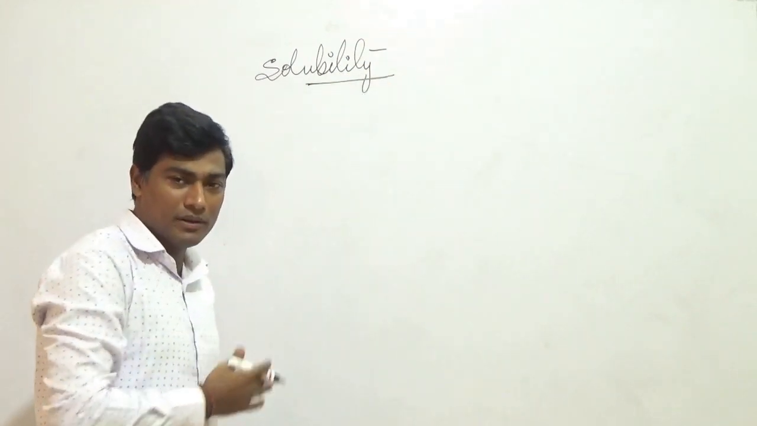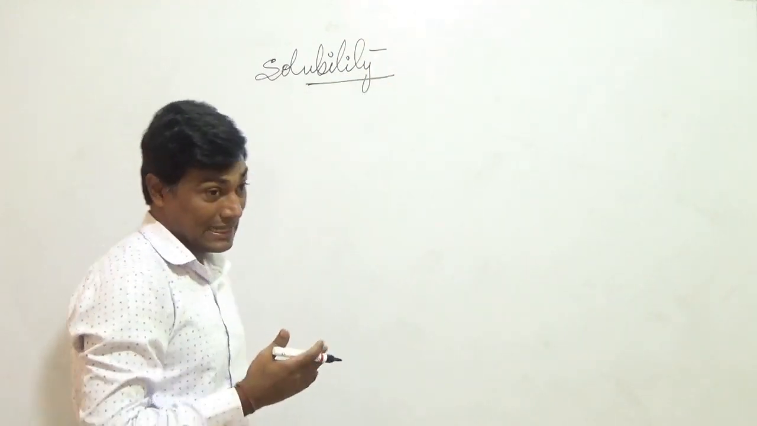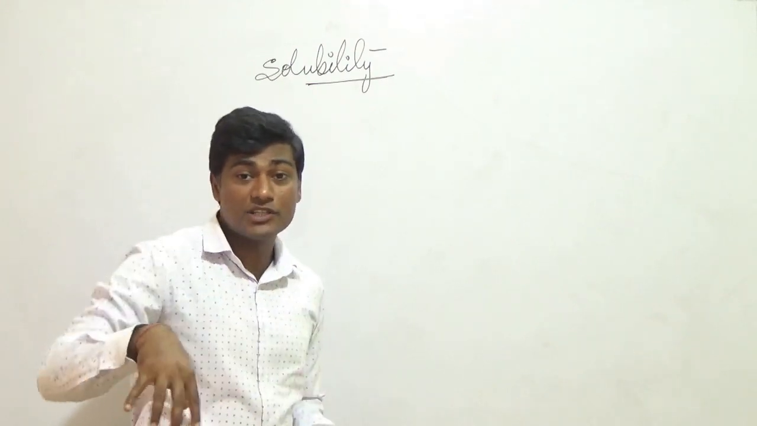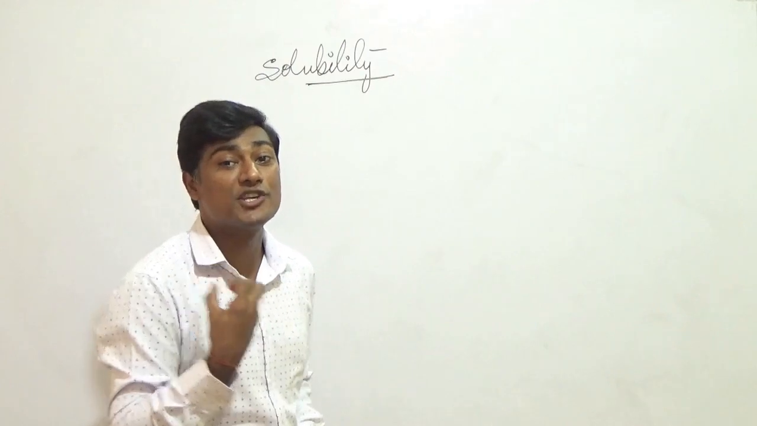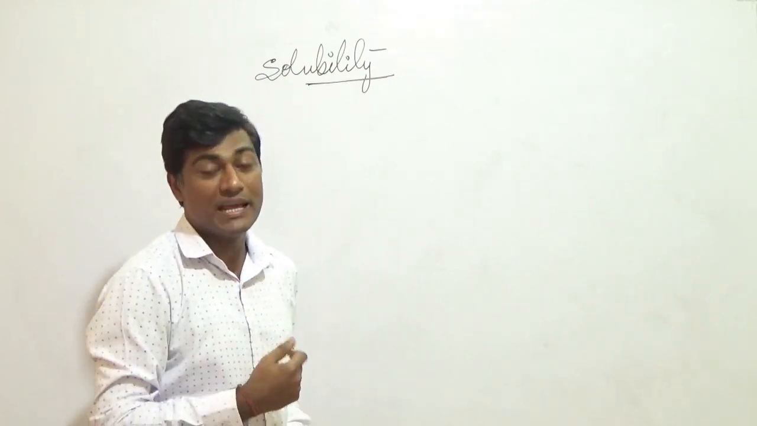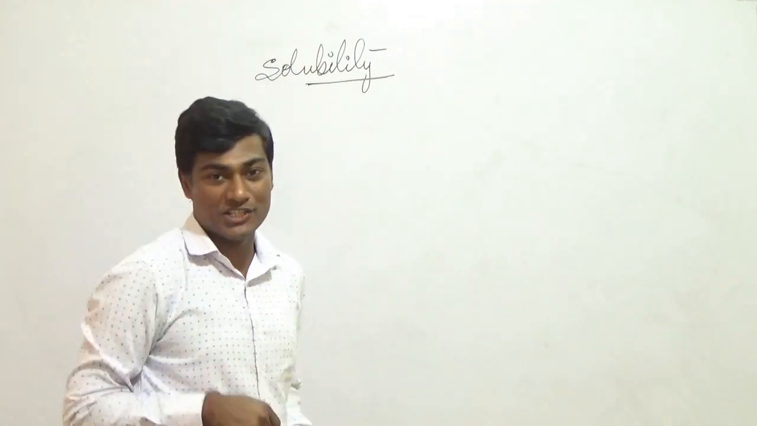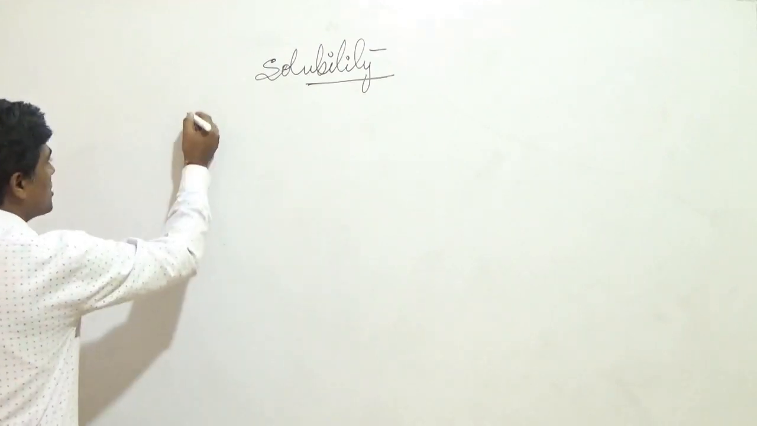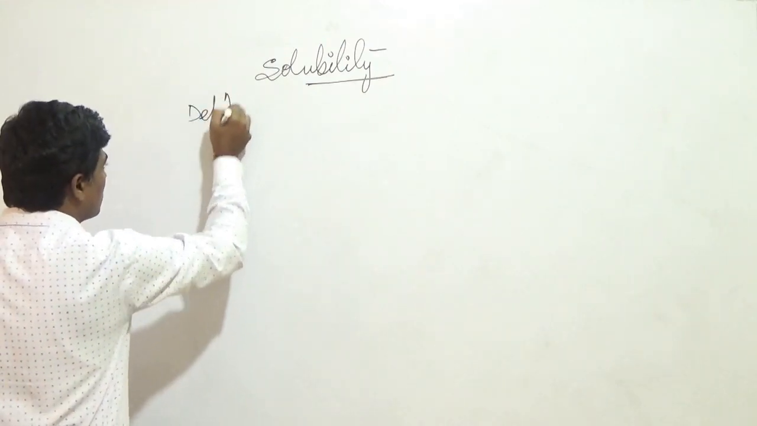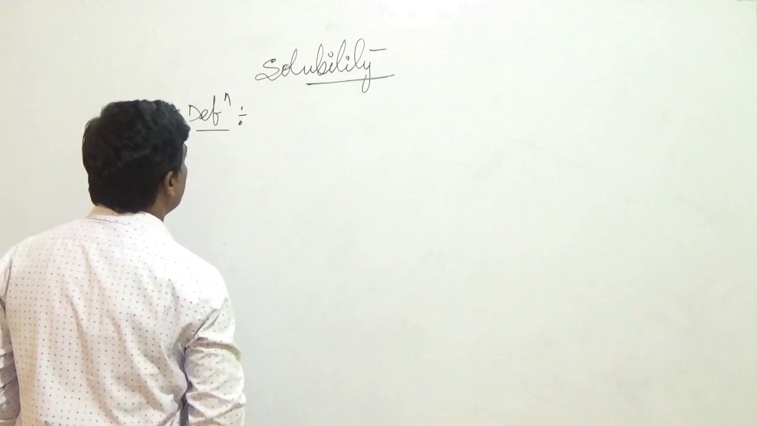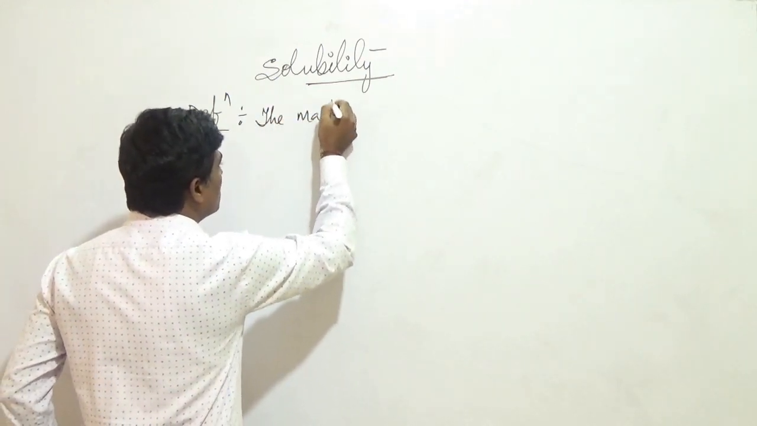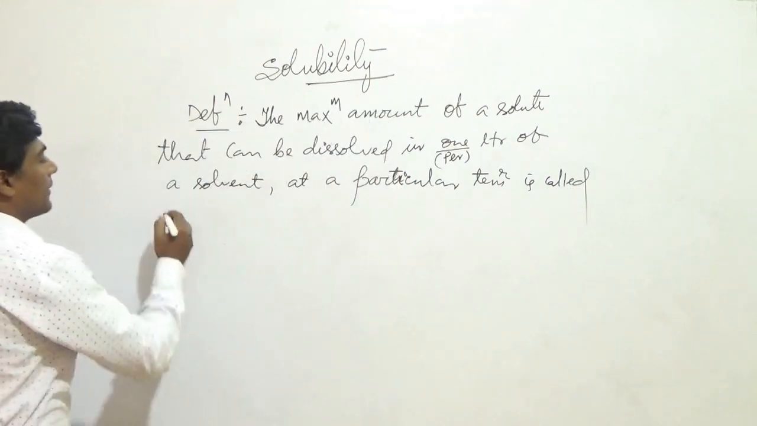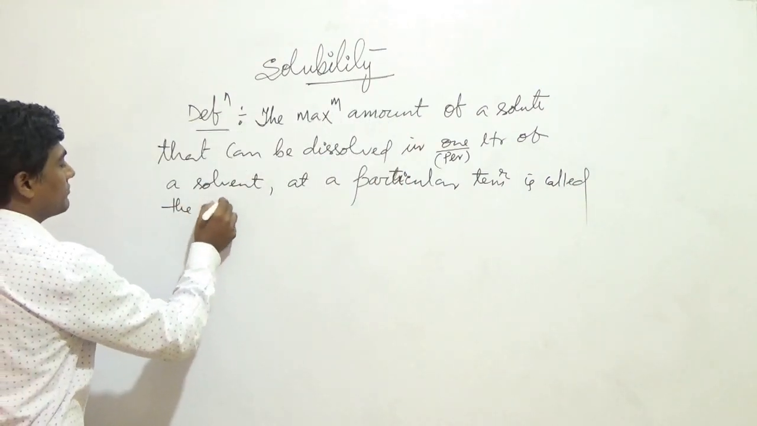So it's very simple. The solubility is the maximum amount of a solute that can be dissolved in 1 liter of the solvent at a particular temperature. Okay, so what's the definition? The maximum amount, the solubility.